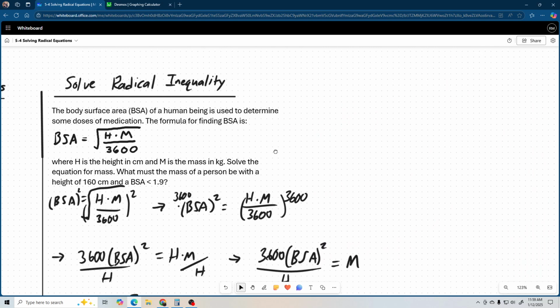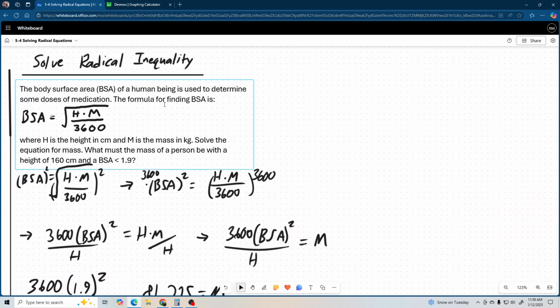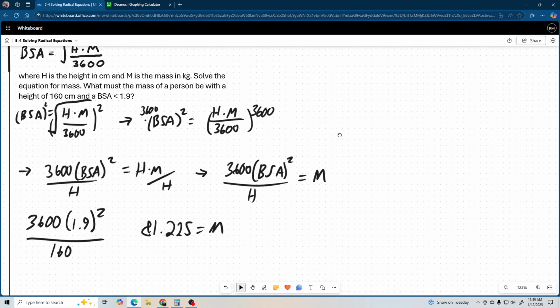And then finally, we interpreted a problem that had an inequality in it. First, we rearranged the formula, then we solved for m, and we determined that if the BSA is less than 1.9, then the person would have to be less than 81.225 kilograms in order to have taken that dose and have it be the appropriate dose.